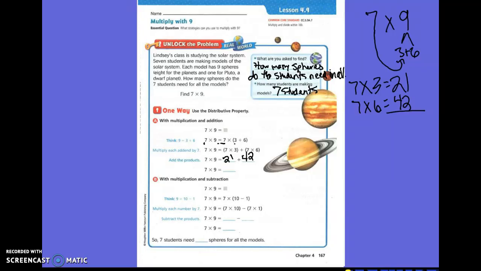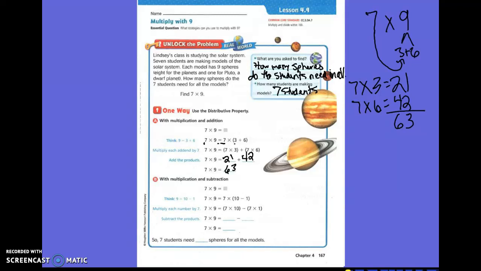Then you have to add together 21 plus 42. 1 plus 2 is? 2 plus 4 is? 6. So 7 times 9 is? 63. 63. Another way to do this is using multiplication and subtraction.